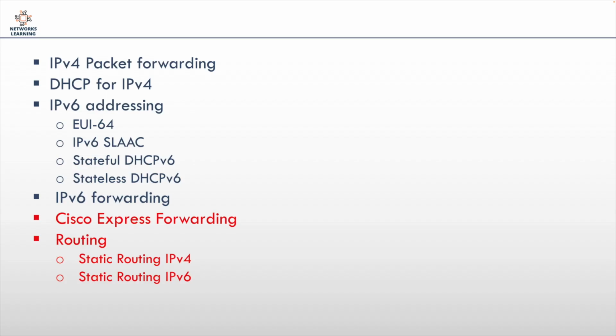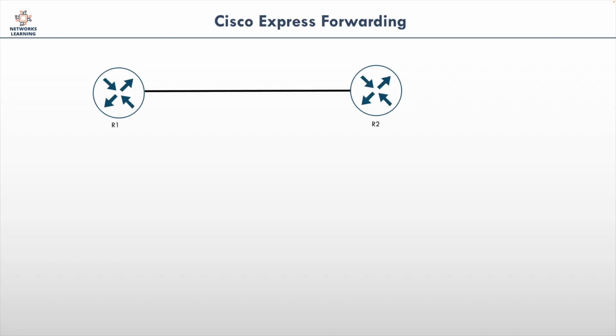In this third and last part, we will look at Cisco Express Forwarding, and then we will look at routing fundamentals, and then static routing for IPv4 and IPv6. If you haven't seen part 1 and part 2, I encourage you to look them up, as a lot of the information we will discuss in this video is related to those sections. So let's start with Cisco Express Forwarding.